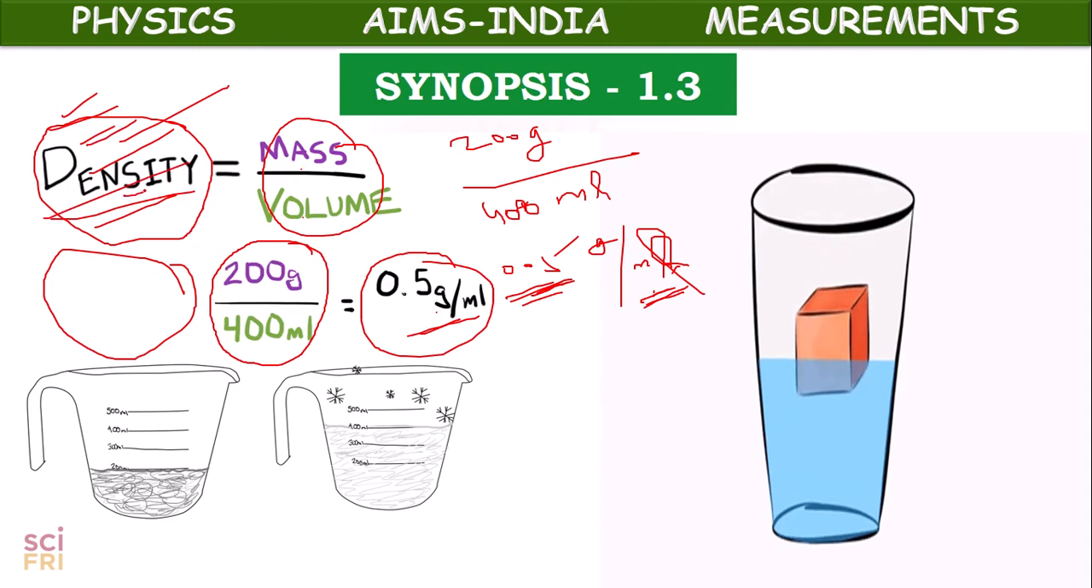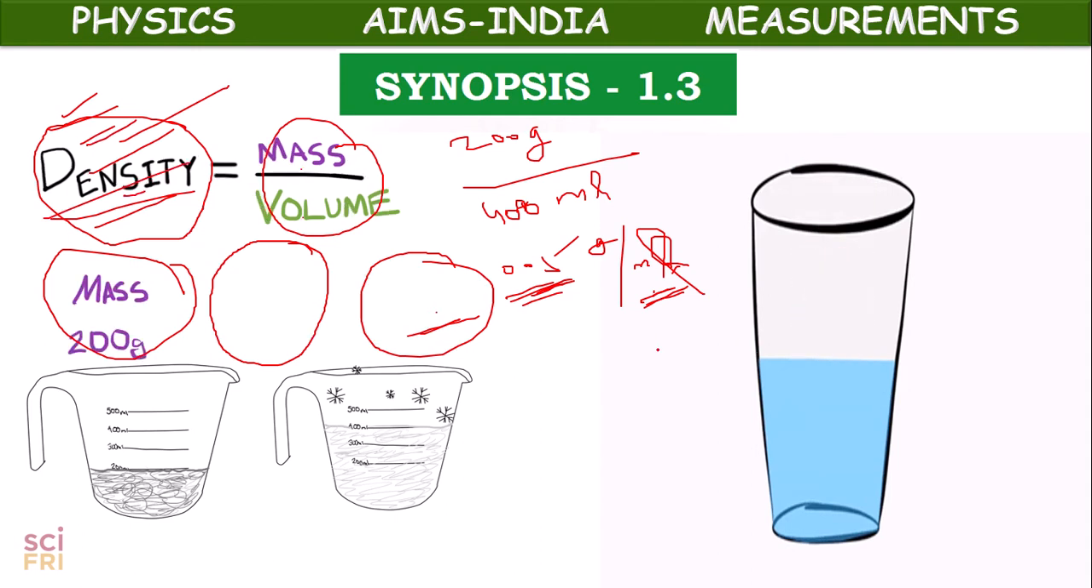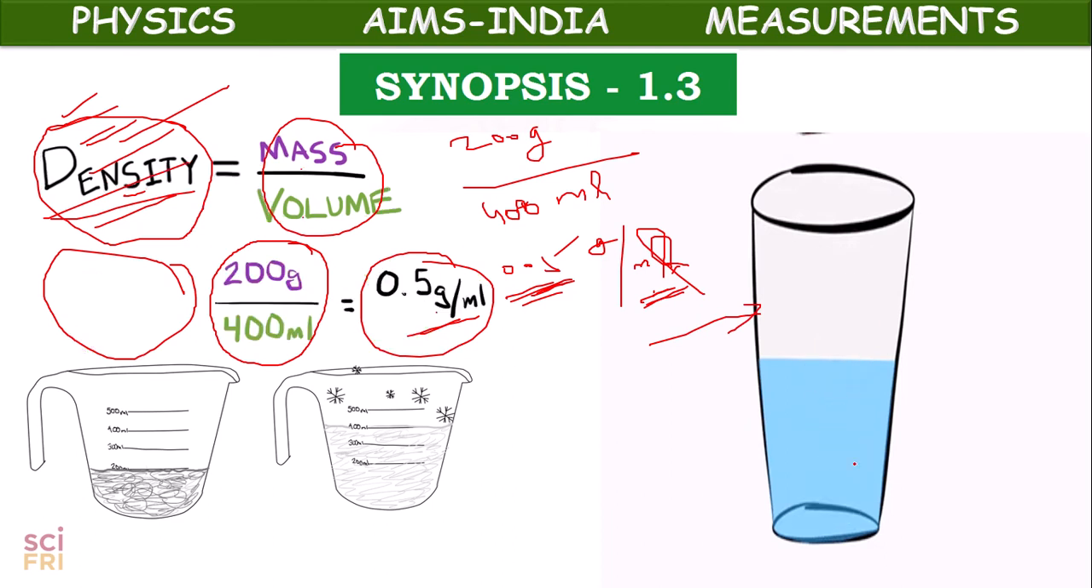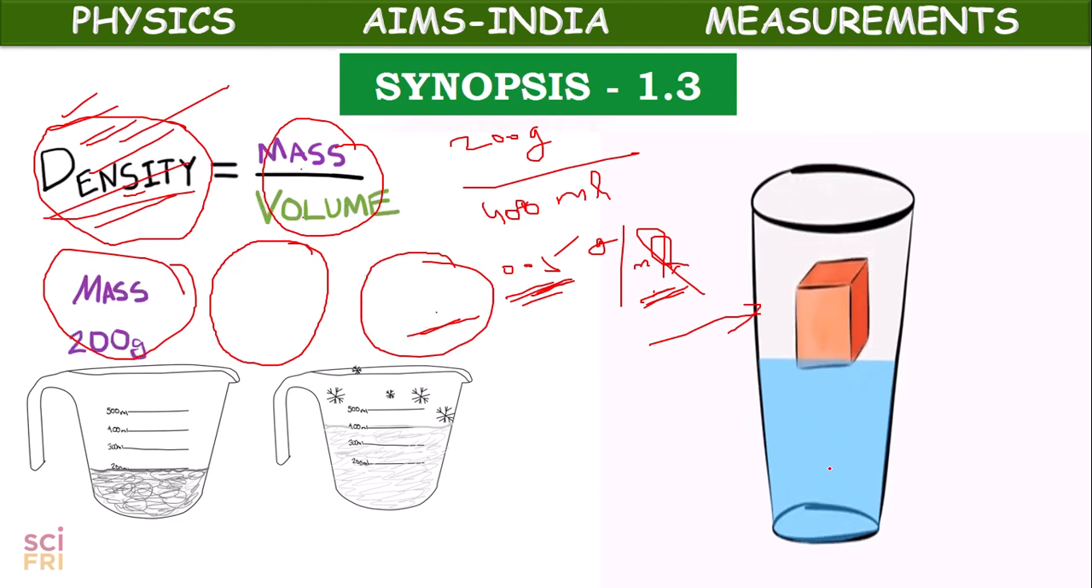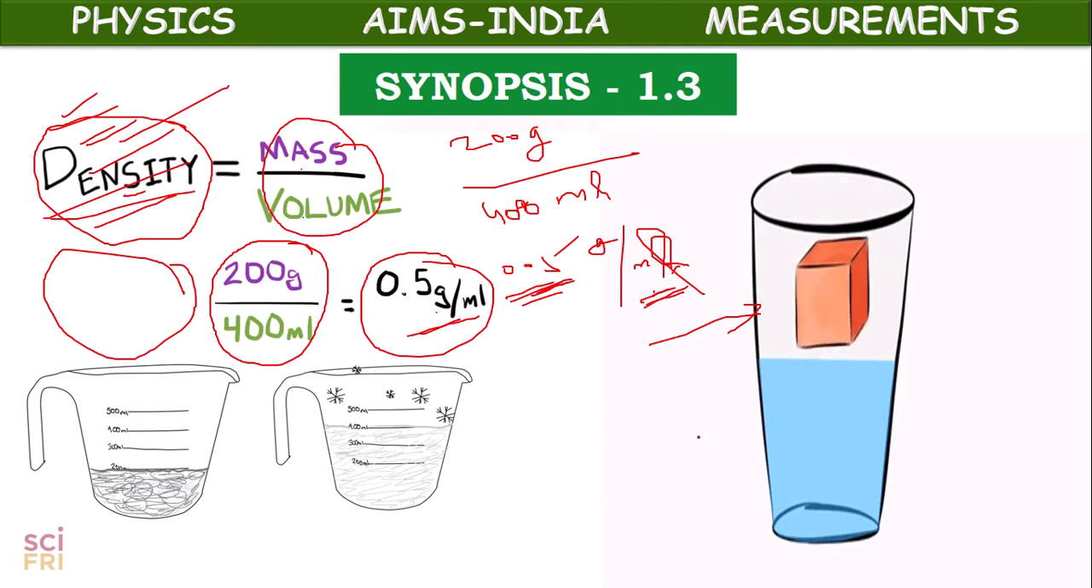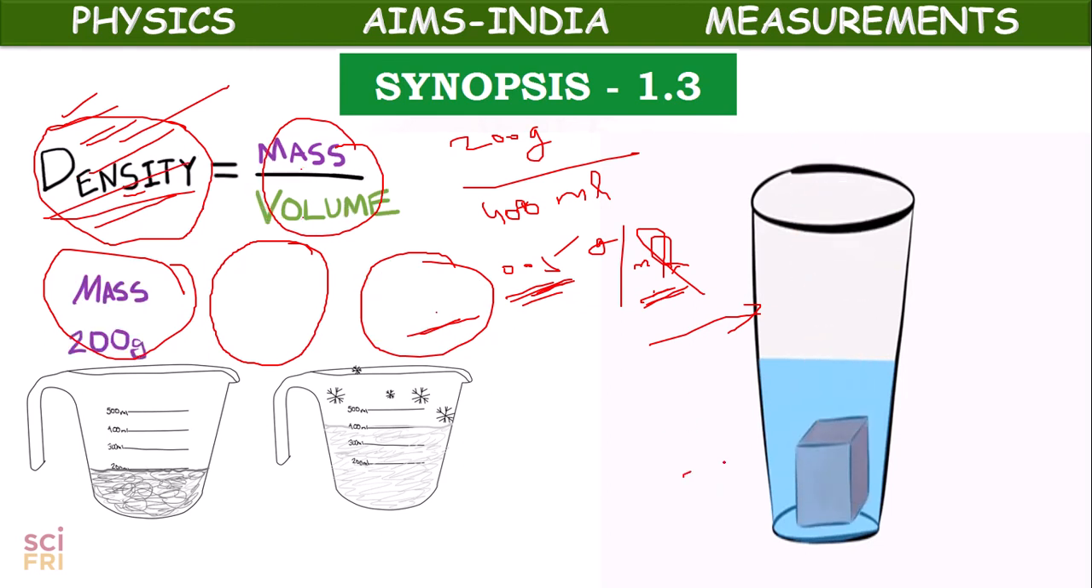By using this property, we can tell whether an object like this block will sink in this fluid or whether it will float like this. Based on the density property, we can decide whether it will sink or float.